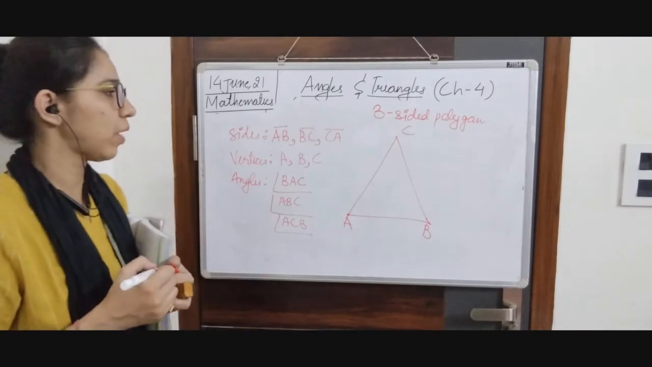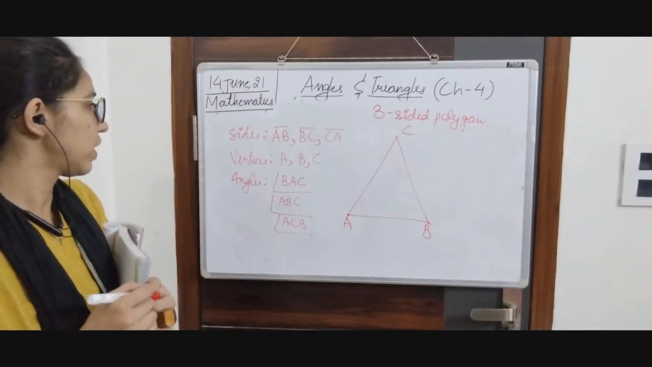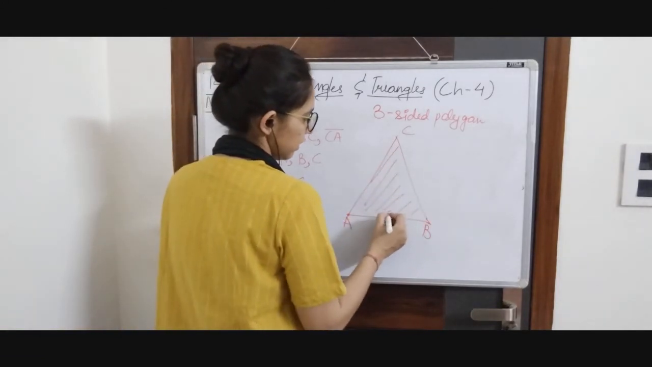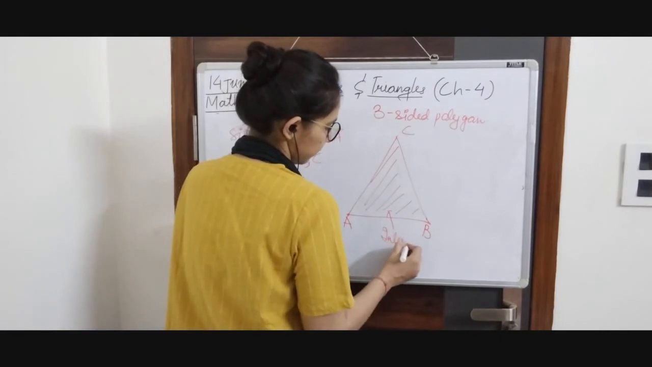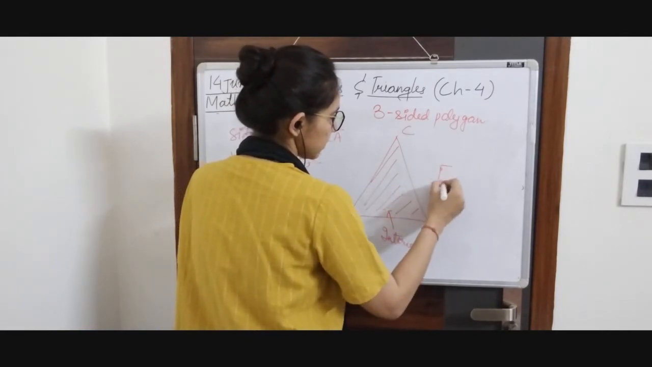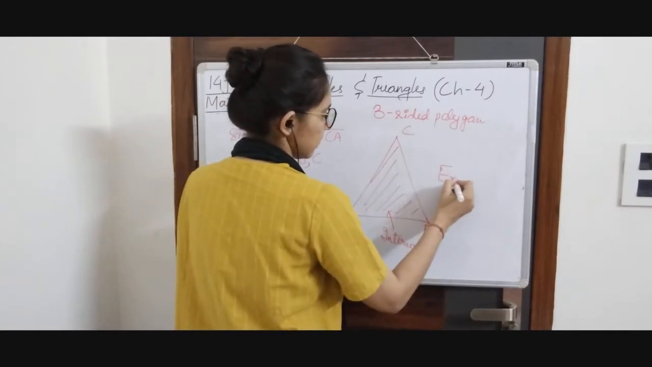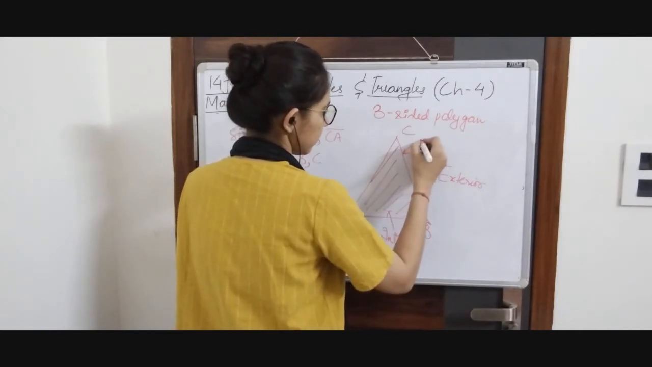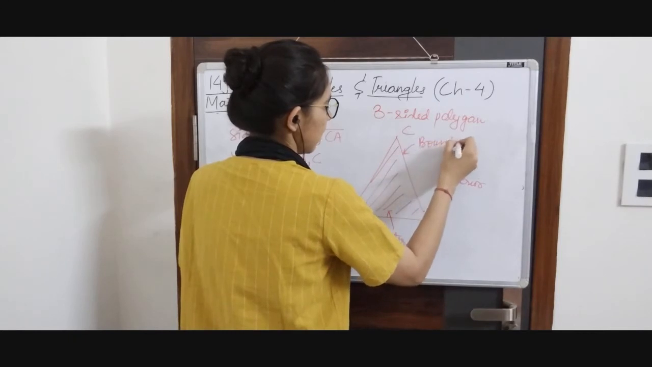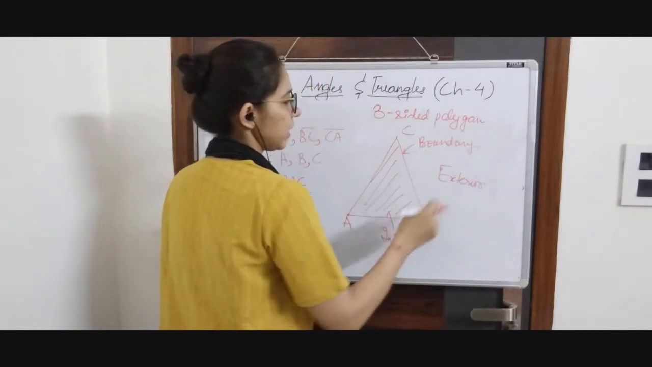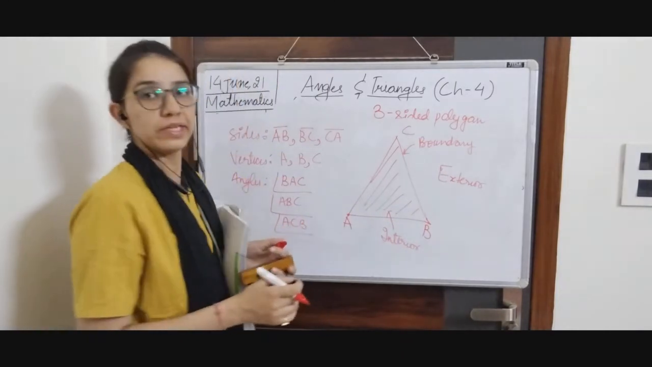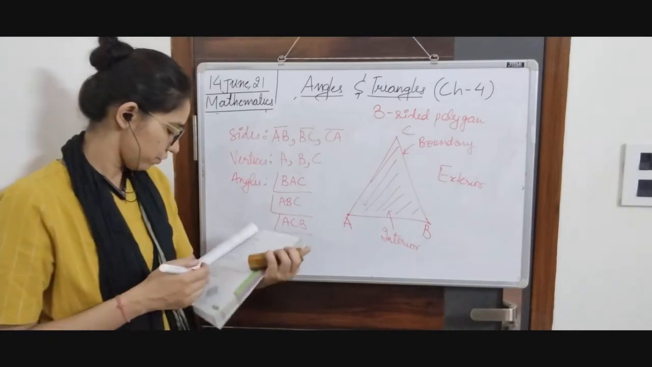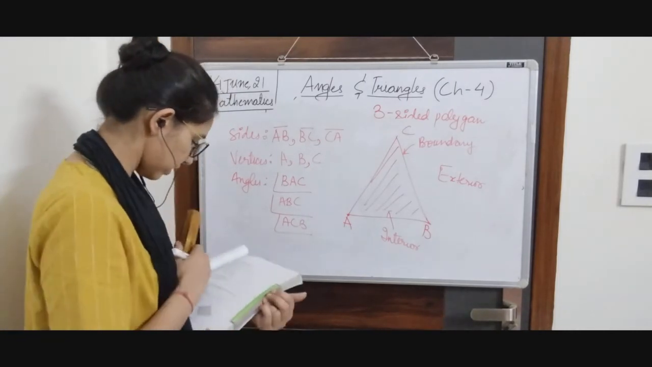Next we are going to talk about the interior and exterior of a triangle. This shaded part is the interior. This whole part is the exterior, and this curve is the boundary. And as explained earlier, the boundary along with the interior is known as the region of that polygon. Okay, now we are moving to question number 1 of 4.4.